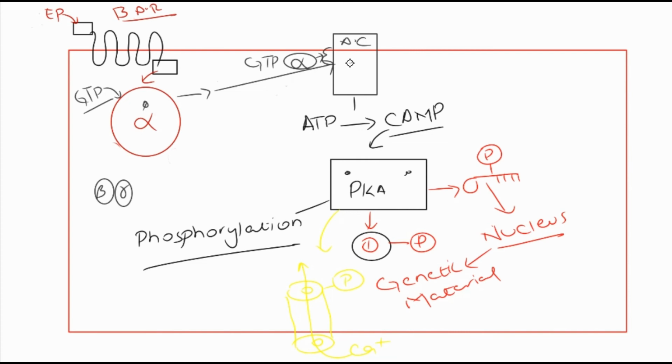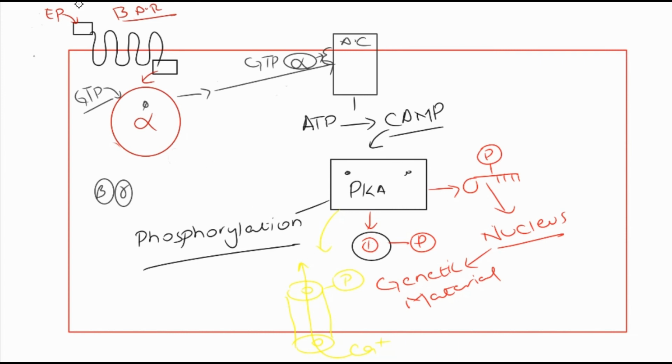Adenyl cyclase in return will convert ATP into cyclic AMP. Now this cyclic AMP will activate protein kinase A. This protein kinase A results in the phosphorylation of many components present in the cell. First, it will phosphorylate enzymes. Second, it will phosphorylate many intrinsic factors present in the cell. Third, it will phosphorylate some ion channels present in the cell.